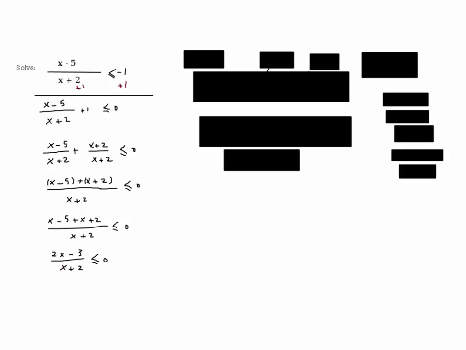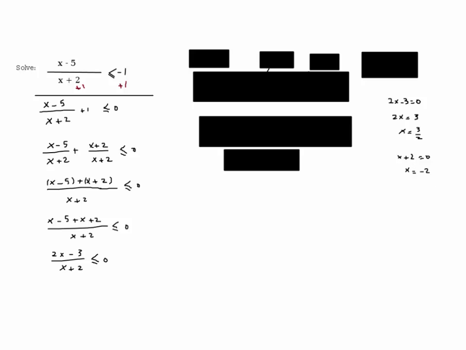So what we do here is we look at 2x minus 3 equal to 0. So in this case, we get 2x equal to 3. So x equal to 3/2. We do the same thing with x plus 2, and then we get x equal to negative 2. And then we locate these 2 points. These are the 0 points on the number line. 3 over 2 would be somewhere between 1 and 2.